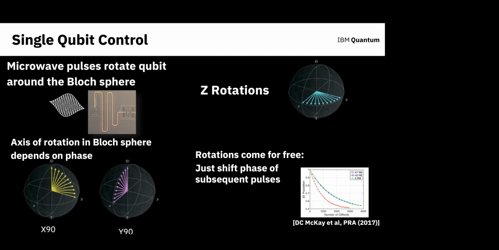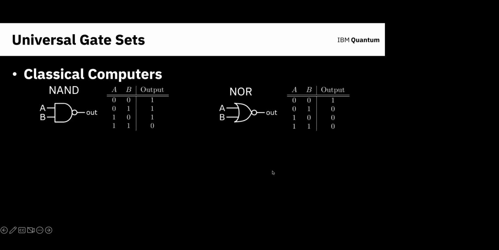We just compile things differently later in the circuit. That's a trick we discovered 5 years ago. So that's how we do it, and I think it's become pretty commonplace at this point. So that's single qubit gates.